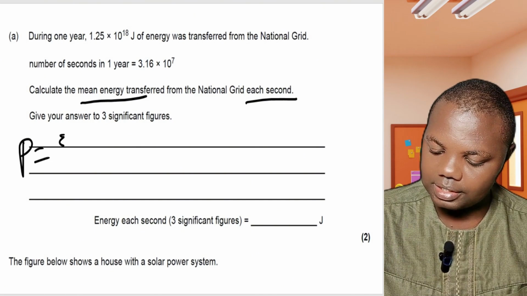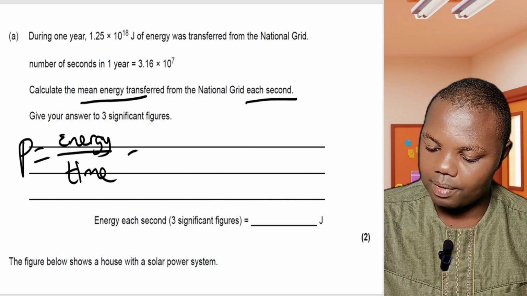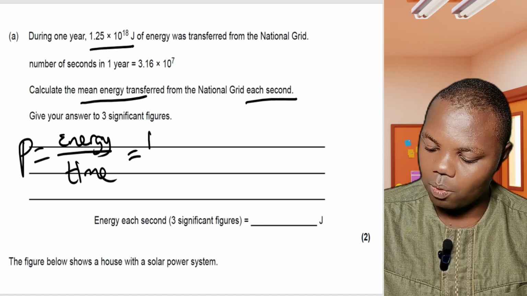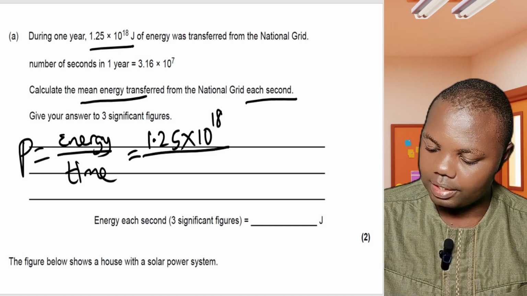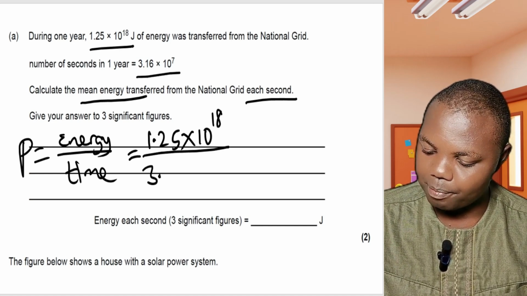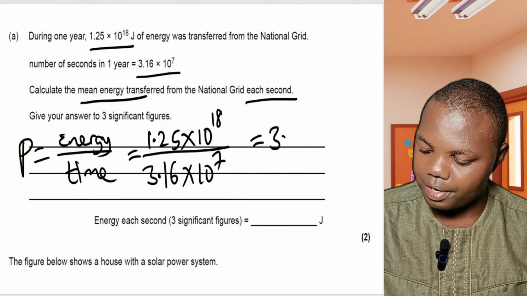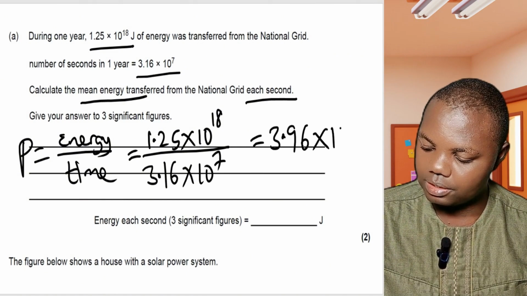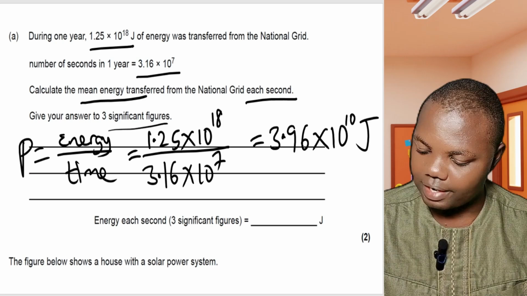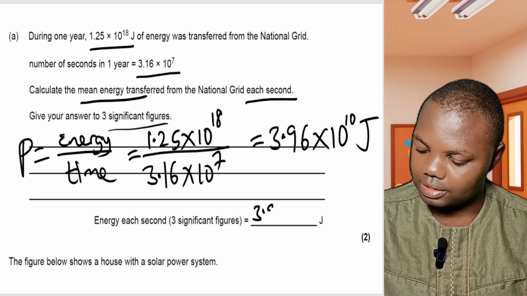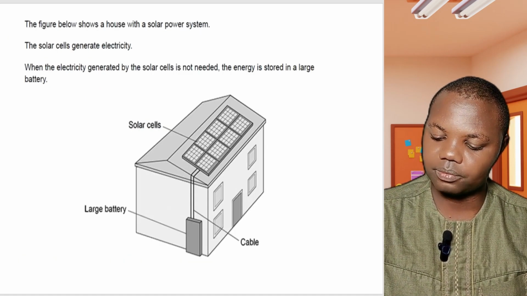So power is energy over time. This is the energy, 1.25 to the power of 18, and here is the time, 3.16 to the power of 7. So that gives me 3.96 to the power of 10 joules. So give your answer to three significant figures. That's 3.96 to the power of 10 joules.